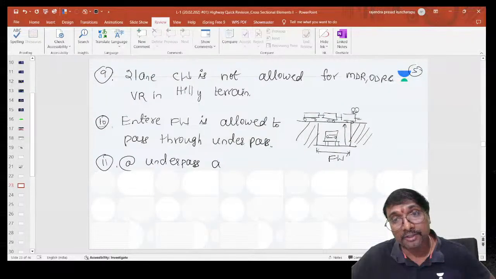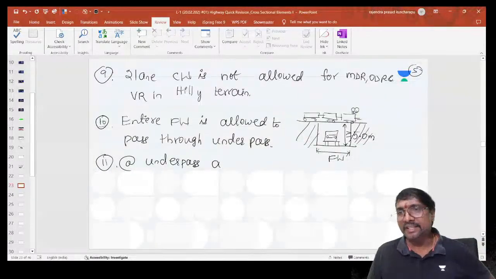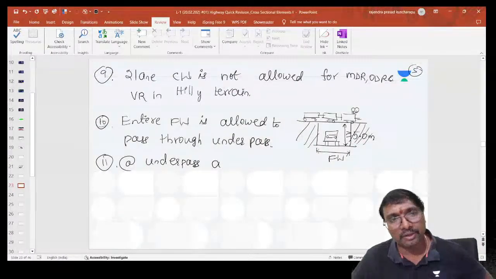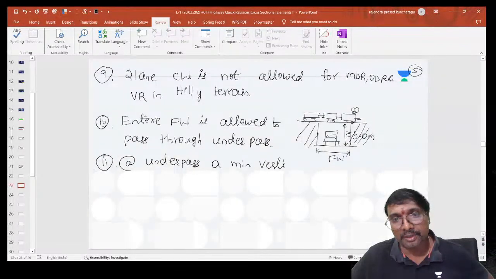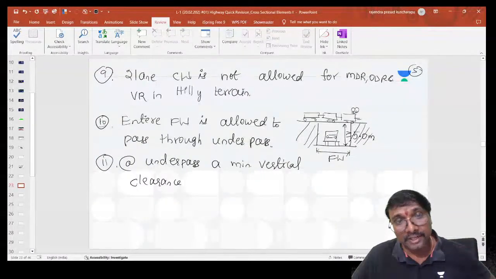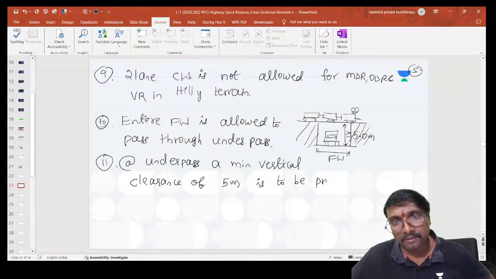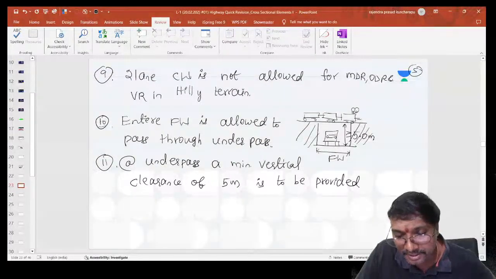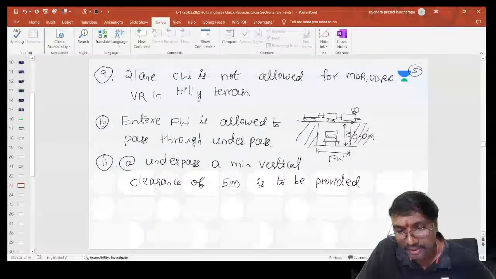From the top of the road surface, we have to maintain a minimum clearance of 5 meters, so that each and every vehicle can move through, right? At an underpass, a minimum vertical clearance of 5 meters is to be provided, okay? This 5 meters is to be provided.